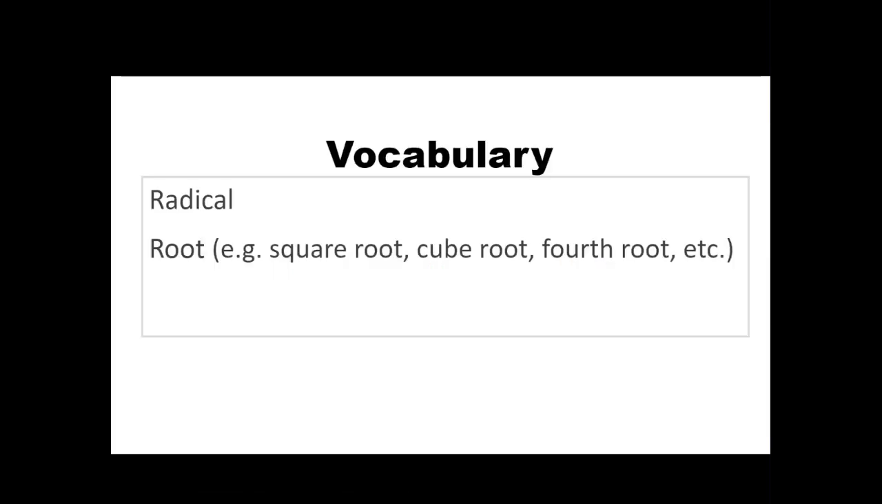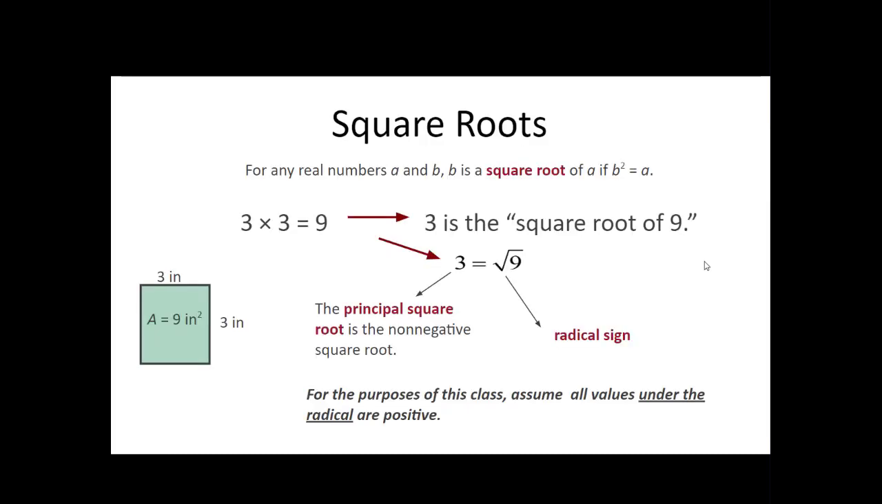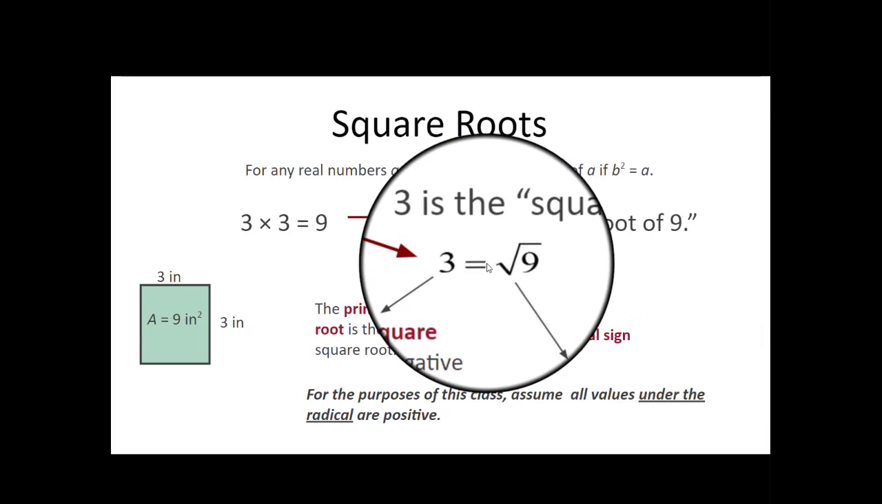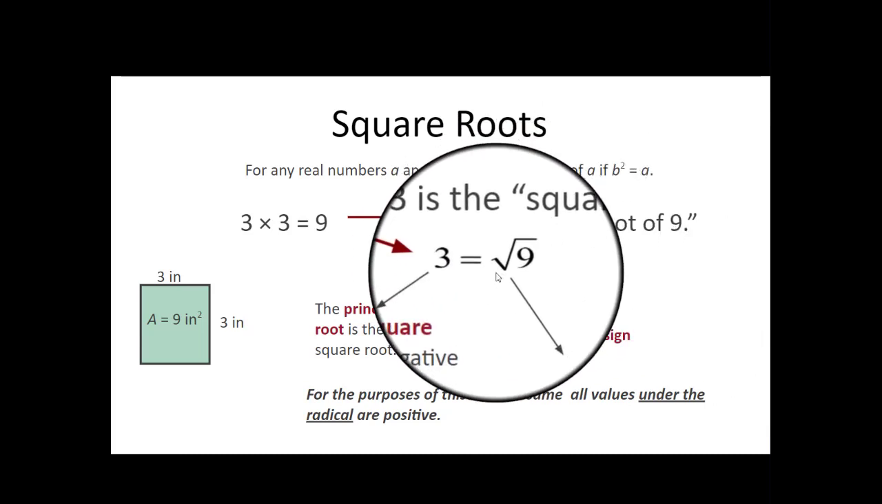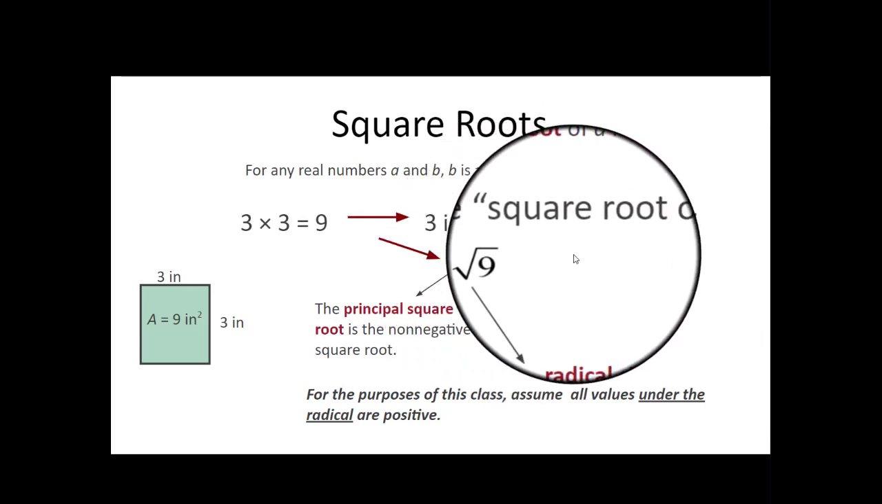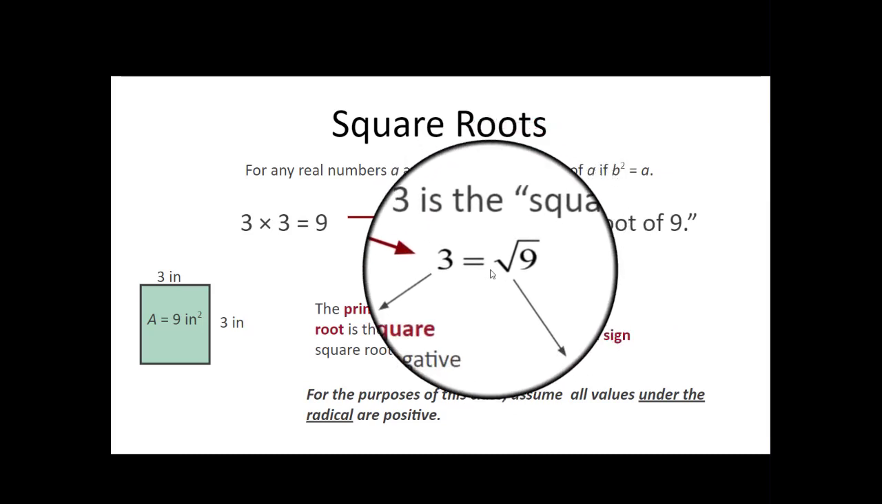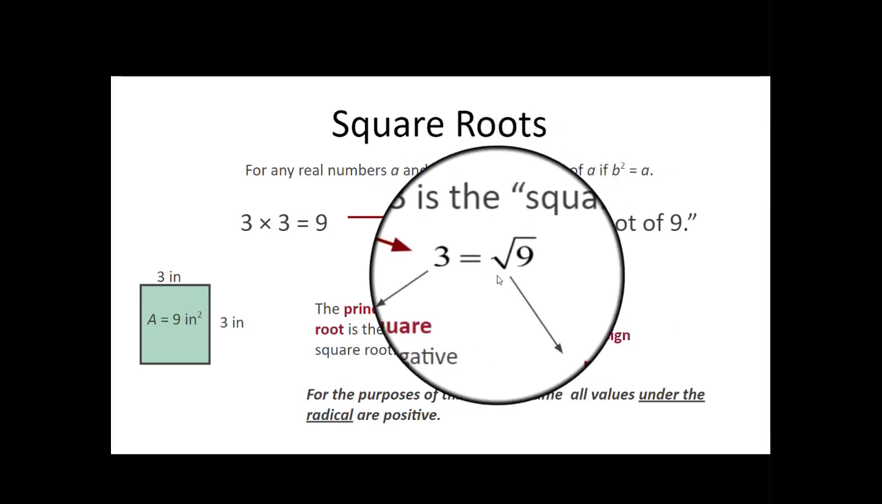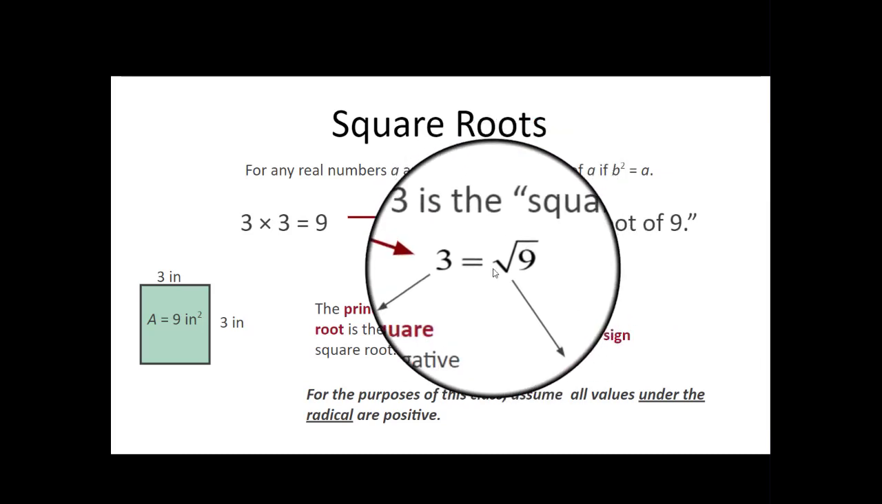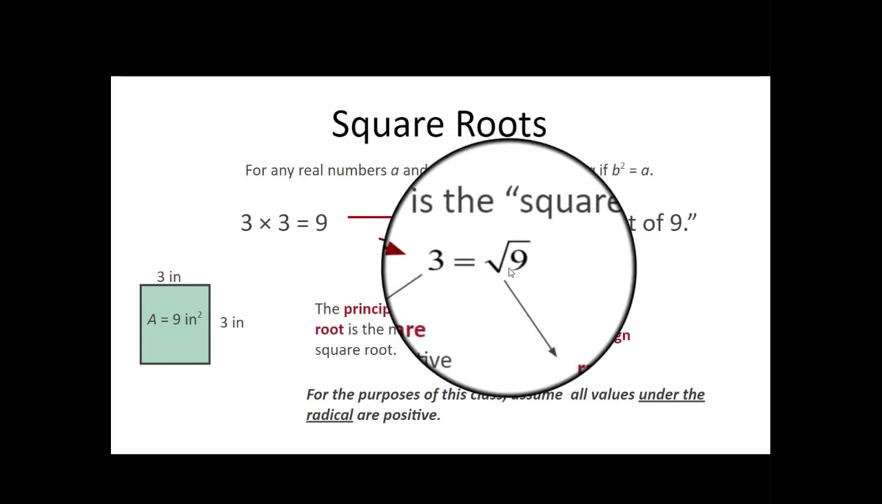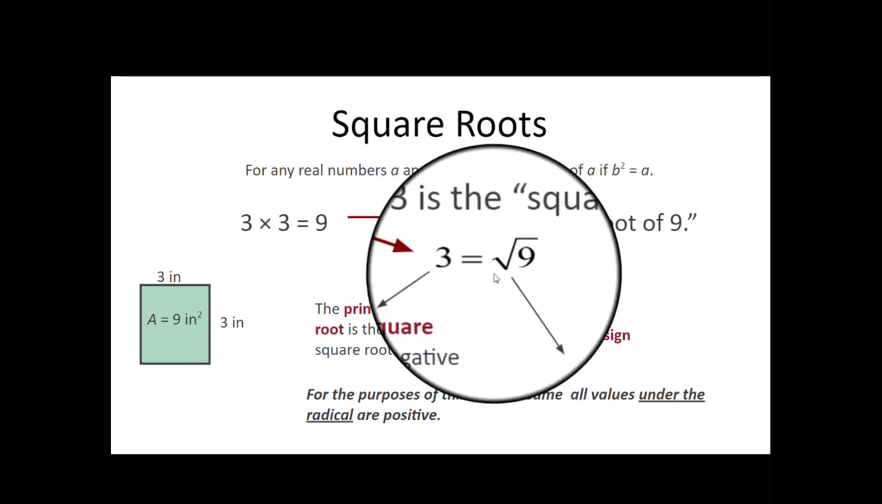Now let's discuss the vocabulary associated with roots. To discuss roots, there's 2 major features that you should be aware of. If you had this symbol, it almost looks kind of like a check mark with this long line at the top of the check mark. This is called a radical sign. So you can refer to this as radical 9.